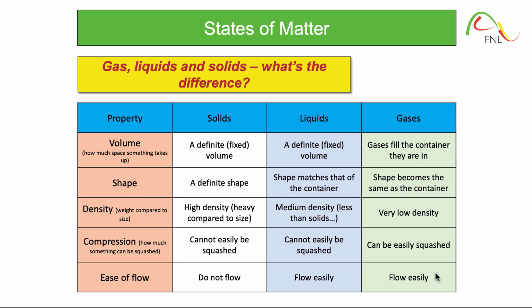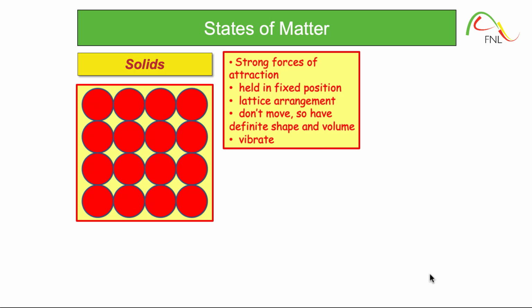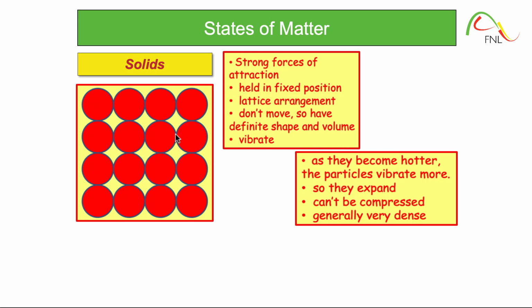Let's look at each state in turn. Let's start with solids. Between the particles here, there are strong forces of attraction. They're held in a fixed position, as you can see here. They've got lattice arrangements, so we've got these rows and columns fixed as a lattice. The particles do not have enough space to move, so they have a definite shape and volume. All they can do is vibrate from side to side.